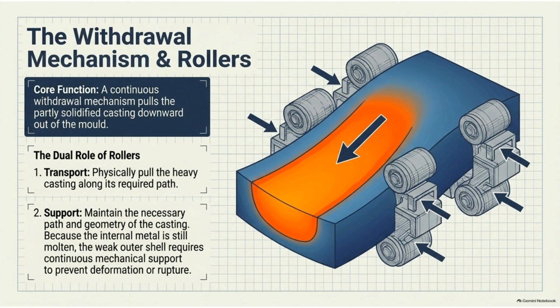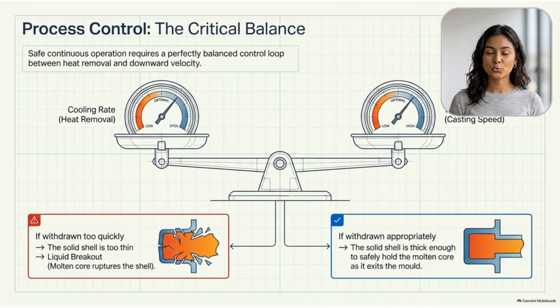The withdrawal mechanism pulls the casting out of the mold. Rollers play a dual role here. They transport the heavy material along its path while providing the necessary mechanical support to prevent deformation of the weak, partially solid shell. Safe operation requires a critical balance between cooling and withdrawal speed. If the metal is withdrawn too quickly, the shell will be too thin, leading to a liquid breakout. Precise control ensures the shell is thick enough to hold the molten core.